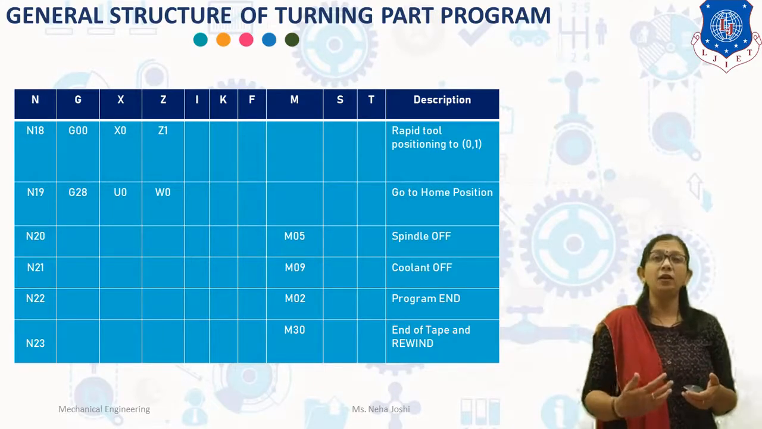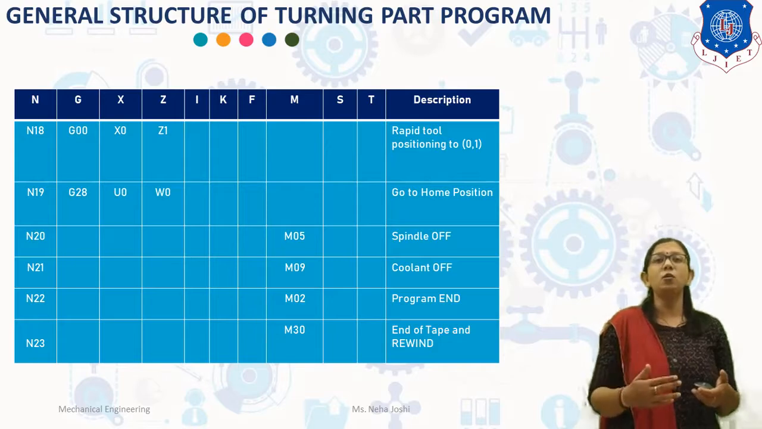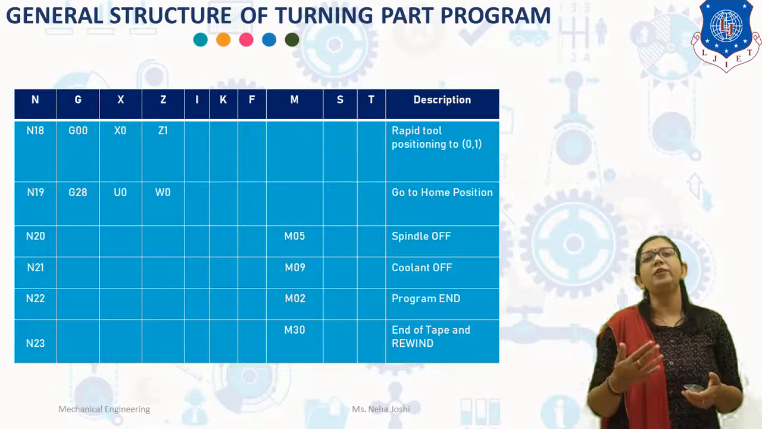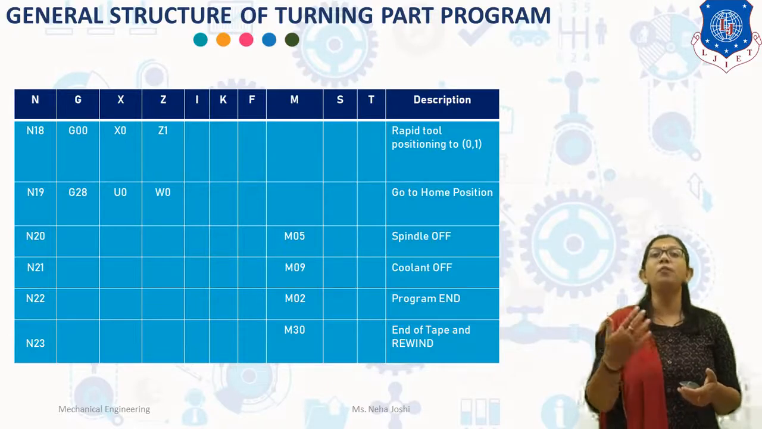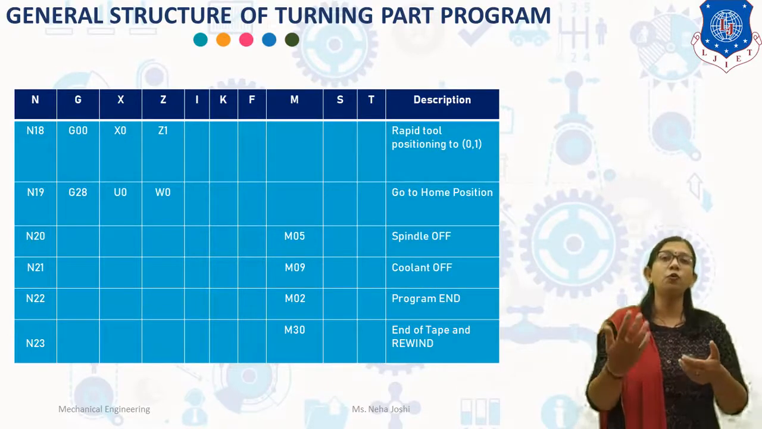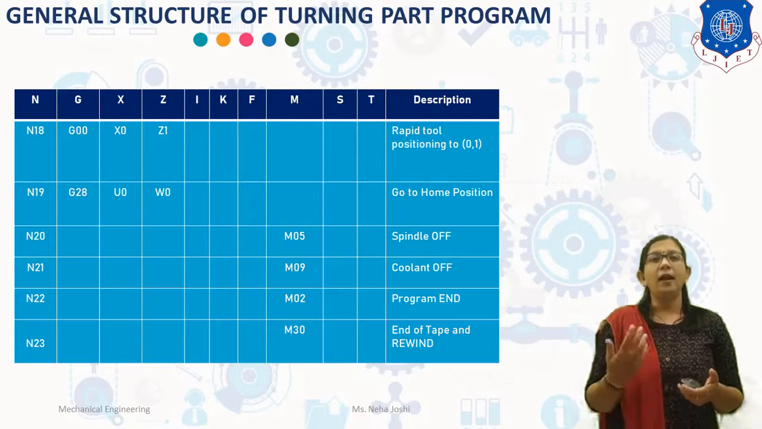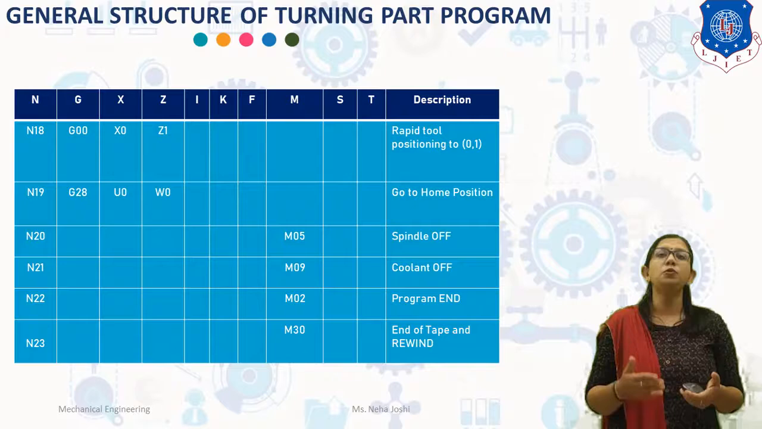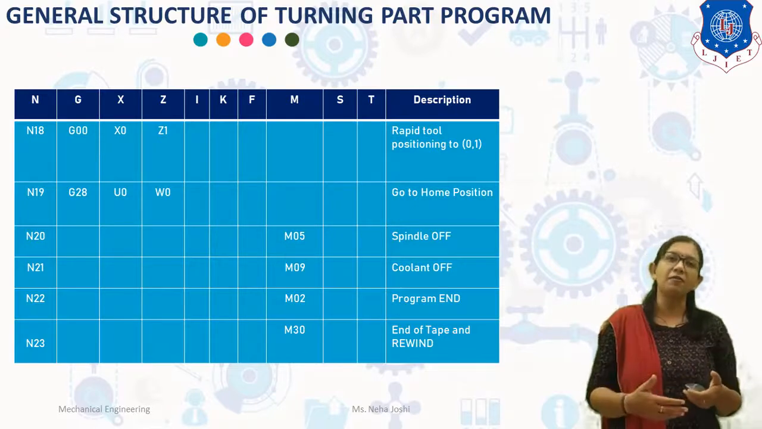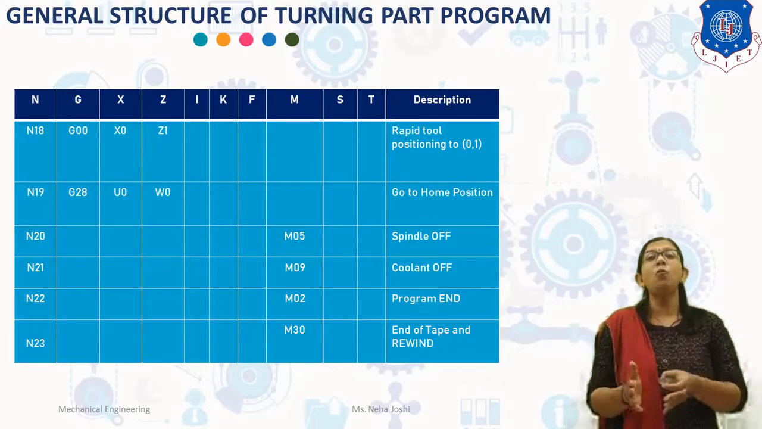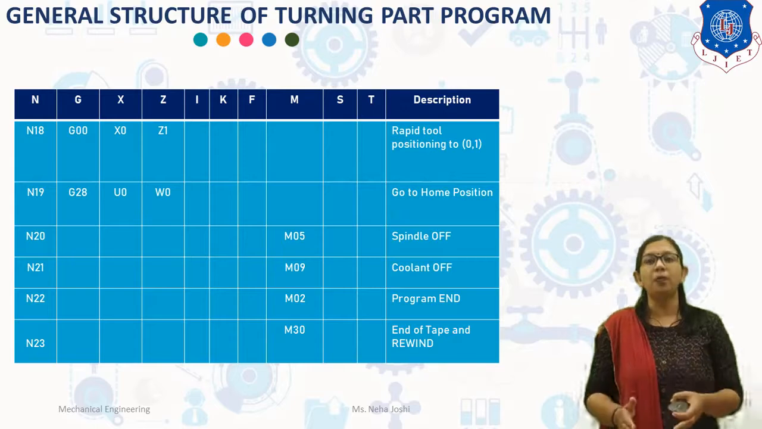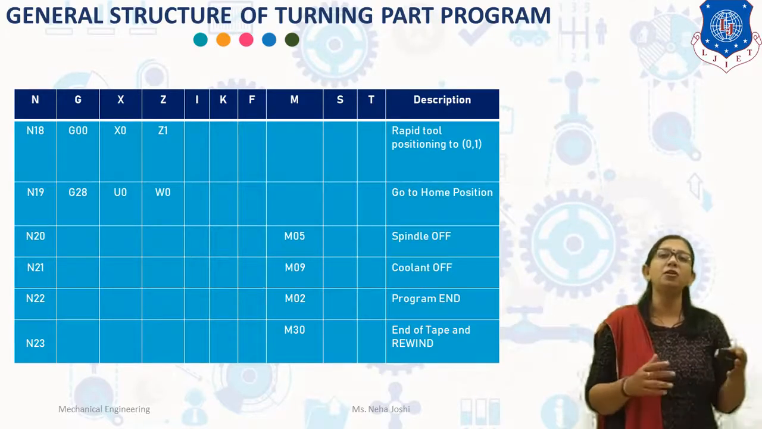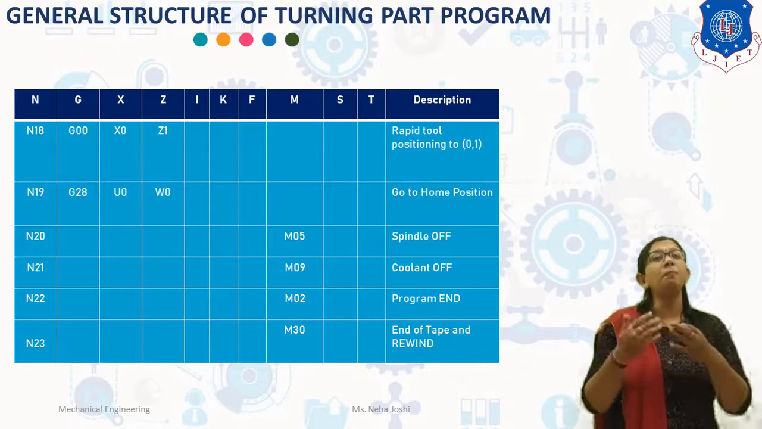Then N21. M09 miscellaneous code is used for turning off the coolant. Then the next sequence is N22. M02 miscellaneous code is used for the end of the program. And the next sequence is N23. M30 is used for the end of the tape, and the tape will rewind automatically. So this is the common format which is used for the part program. Various sequence codes and preparatory functions may vary according to your part drawing.